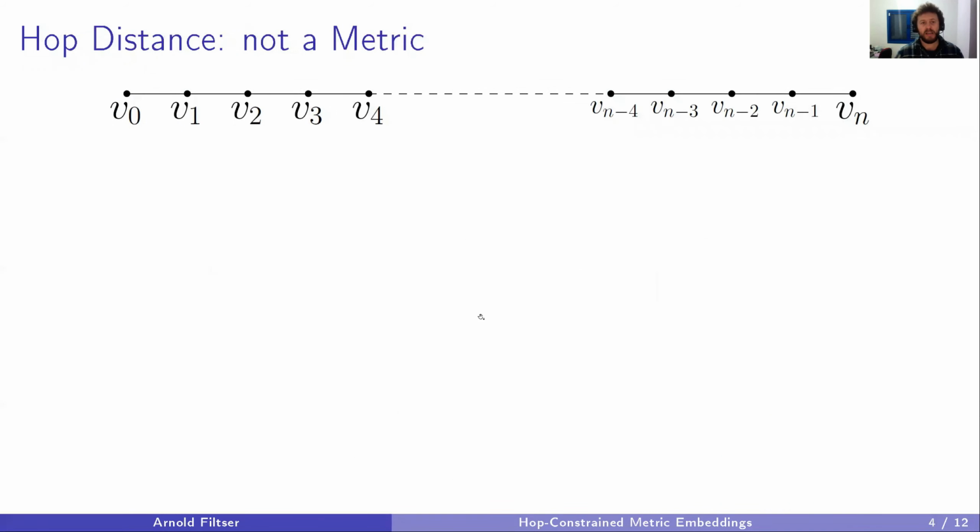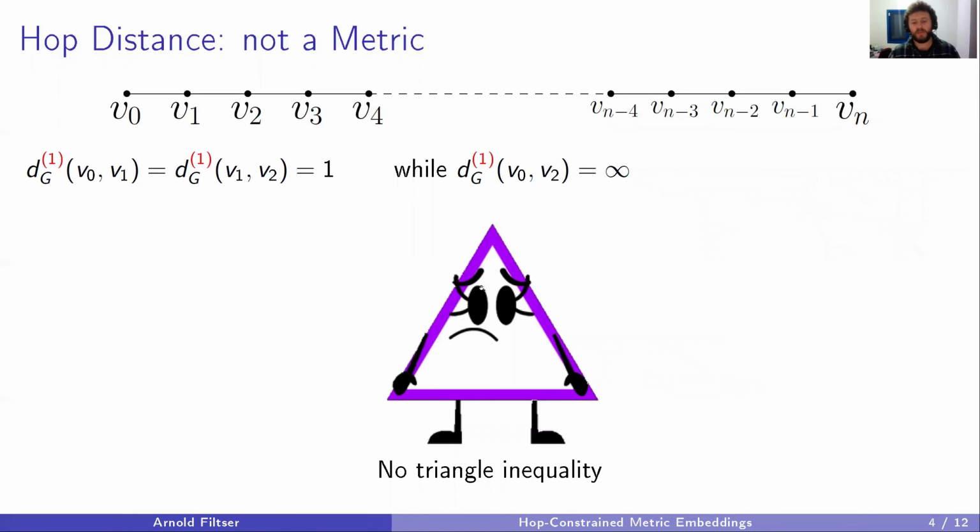The major problem, however, is that the hop distance is not a metric. And this is a major problem. Indeed, it does not possess the triangle inequality. So note the following example. This is the n-path graph. The one-hop distance between 0 and 1 is 1. Between 1 and 2 is 1 as well. But the one-hop distance between 0 and 2 is infinity. So there is no triangle inequality. And therefore, in particular, this h-hop distance could not be represented by any metric in this case.